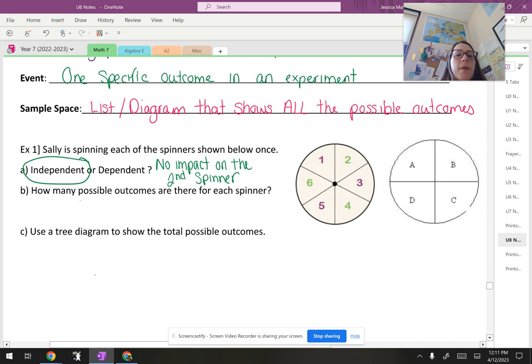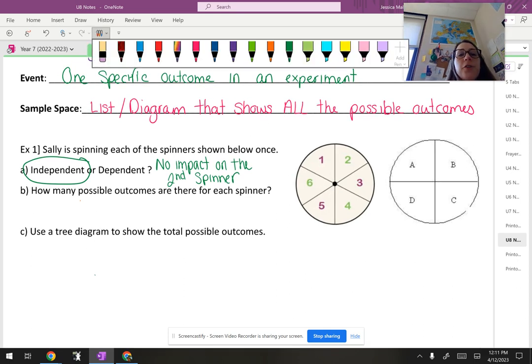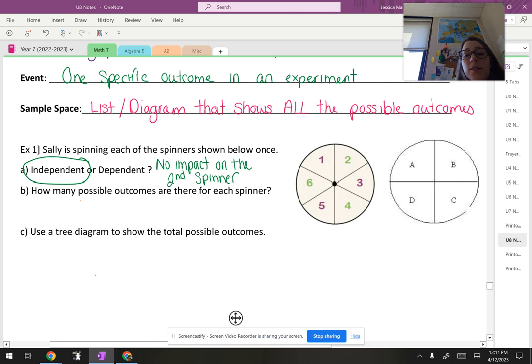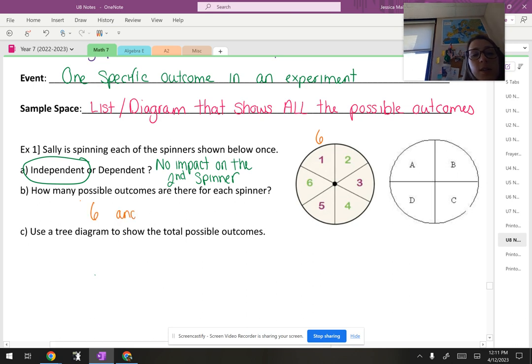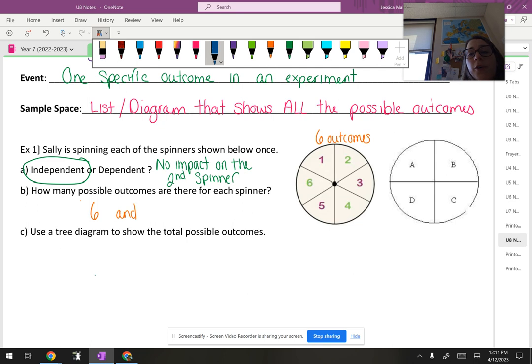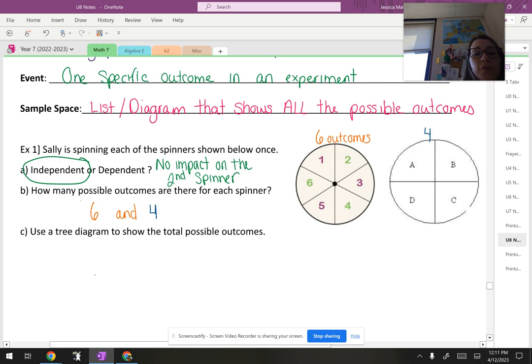Okay, part B. How many possible outcomes are there for each spinner? So each spinner we're looking at separately. My number spinner, I can see that there are 6 different spaces. So this one has 6 outcomes. And the other one you can see has 4 outcomes with the 4 different letters.